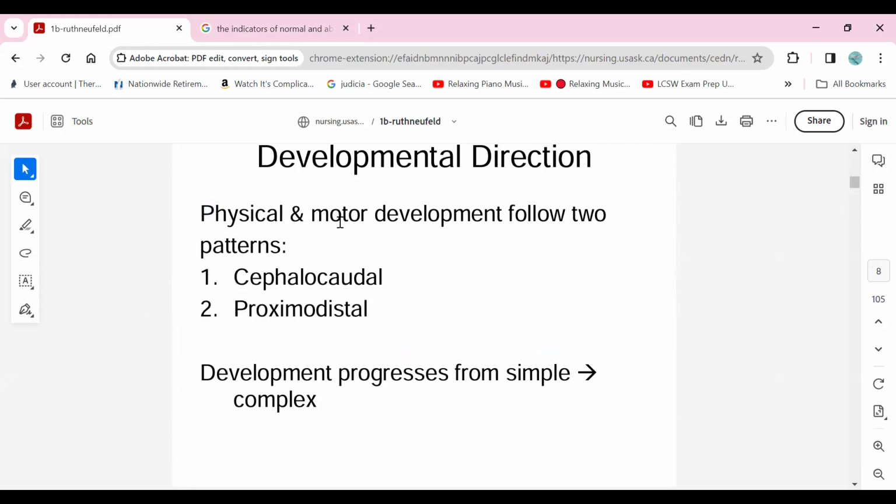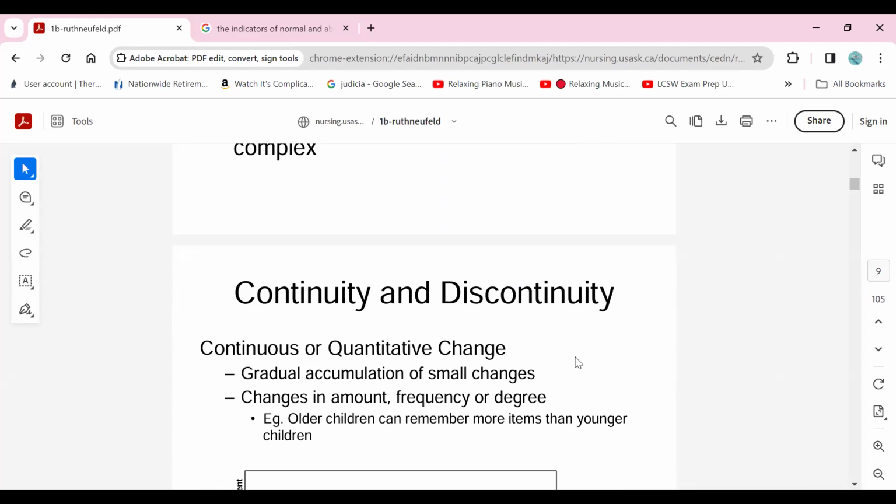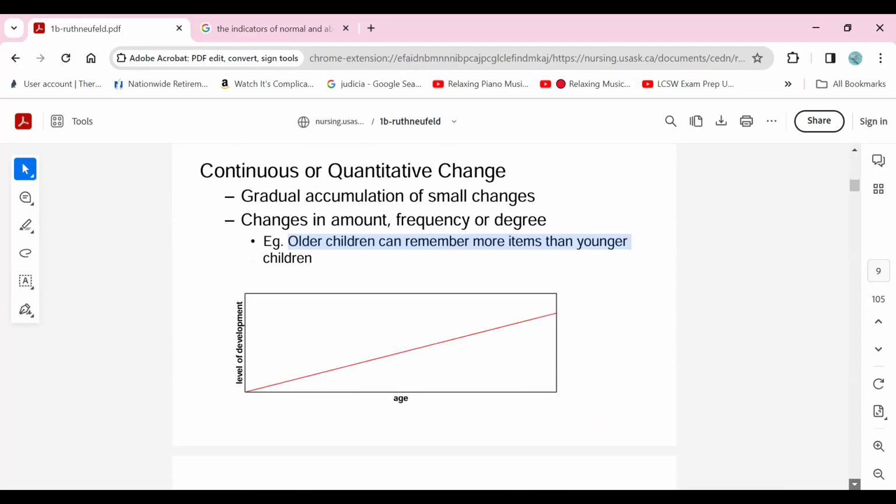Developmental directions: physical motor development follows two patterns, cephalocaudal and proximodistal. Development progresses from simple to complex. Continuity and discontinuity: continuous or quantitative change, gradual accumulation of small changes, changes in amount or frequency or degree. Older children can remember more items than younger children. Level of development, so age. As they age, they continue to develop.